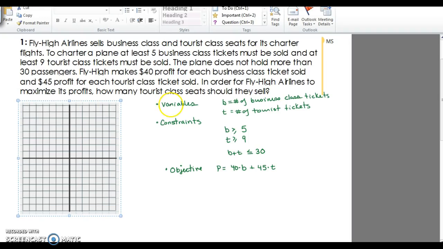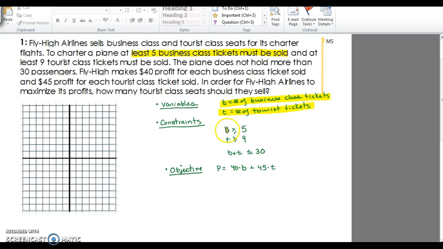Similar to the last problem, we're going to be looking for variables, constraints, and an objective. Reading the problem comes up with the number of business class tickets sold and the number of tourist class tickets sold. Now the constraints come as follows. There must be at least 5 business class tickets sold. That leads us to the number of business tickets is greater than or equal to 5.